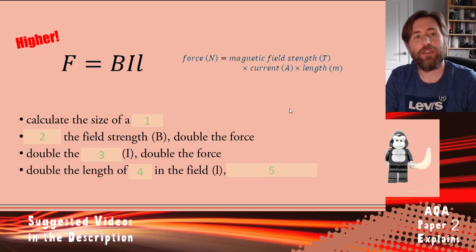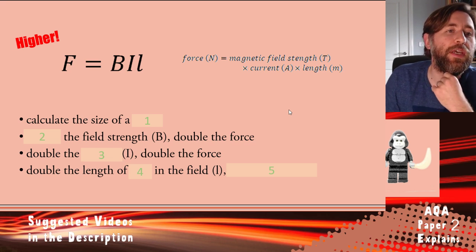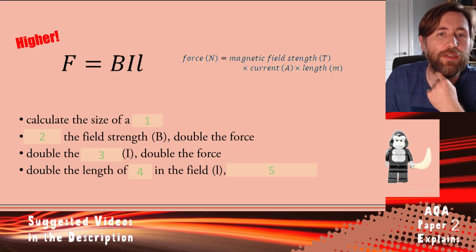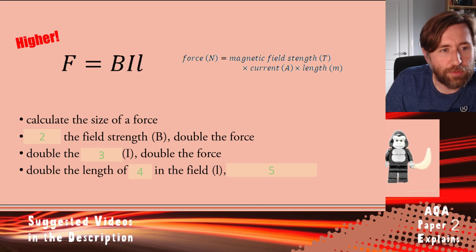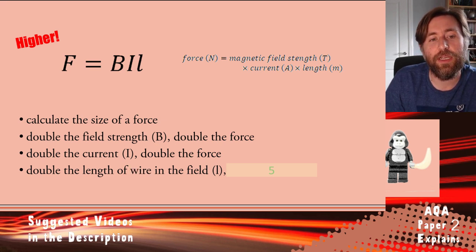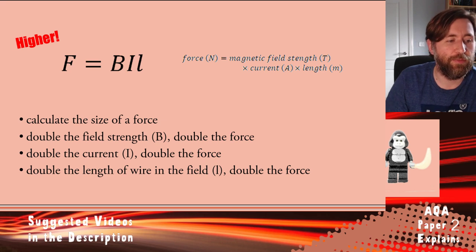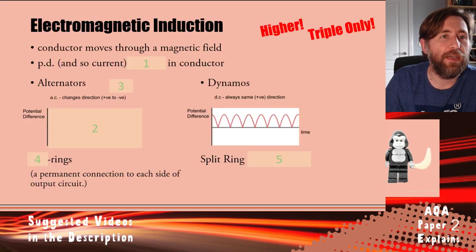Now you can work out the size of that force by using this equation, which you don't need to remember, you're given. Force is magnetic field strength times current times length. Fred equals Bill, basically, F equals B-I-L, and it allows you to calculate the size of a force if you know the size of the field strength. Double the field strength, double the force. Double the current, double the force. Double the length of wire in the field, that's length, double the force. So there, it's a proportional rule again. You can obviously rearrange that, and they often do give you a rearranging of that.